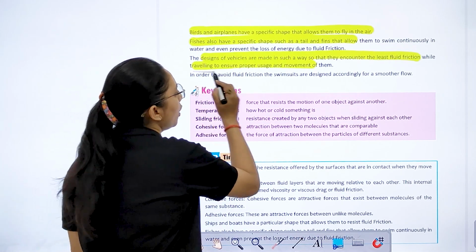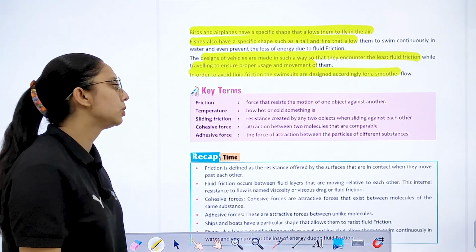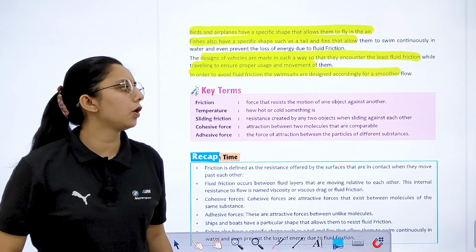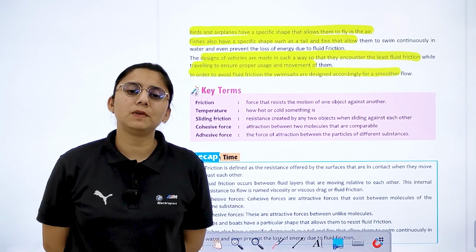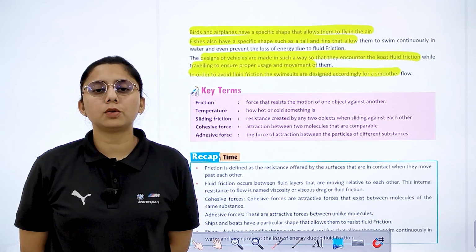Right. Next, in order to avoid fluid friction, swimsuits are designed accordingly for smoother flow. Right. This is all in this chapter. Hope you understood. Now we will meet in the next class. That's all for today. Thank you.